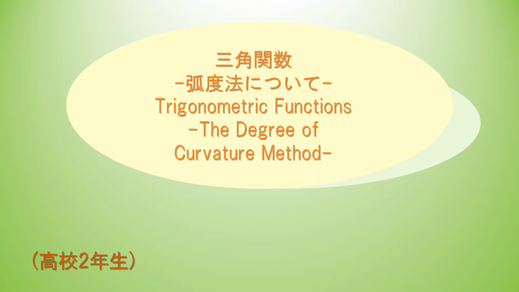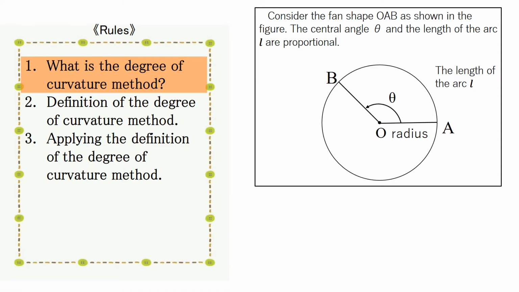In this lesson, let's learn about the degree of curvature method, the radian measure. Consider the fan shape OAB as shown in the figure.